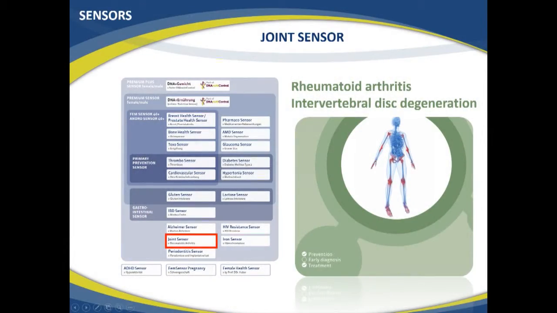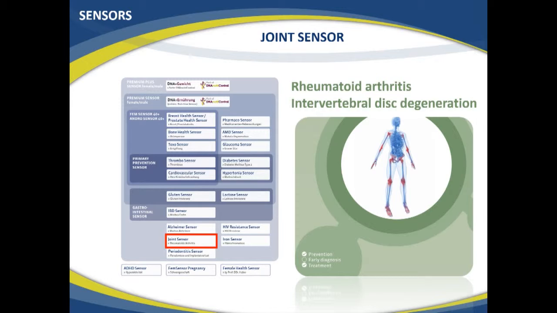Chapter 52, Inflammatory Joint Diseases and Genetics. And this is specific training for rheumatoid arthritis and specifically the joint sensor genetic test. And you will find this test here in our portfolio. And as you can see here, it's meant for prevention and treatment. It does not give you any specific benefit in early detection or early diagnosis.